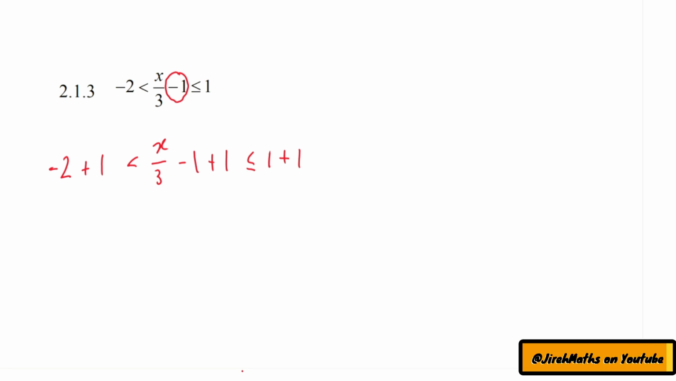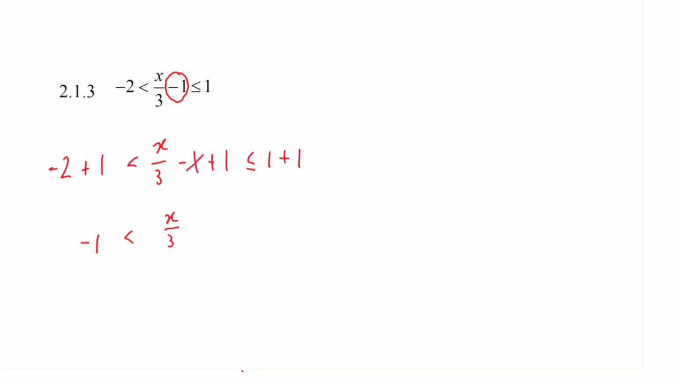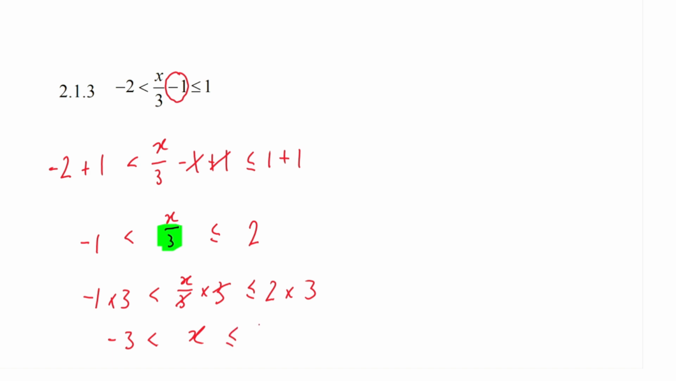Minus 2 plus 1 is minus 1, less than x over 3 minus 1 cancels with plus 1, so that is less than or equal to 1 plus 1, which is 2. If we want to cancel out the divide by 3, we need to multiply by 3. So it becomes minus 1 times 3 is less than x over 3 times 3 is less than or equal to 2 times 3. If we simplify this, minus 1 times 3 is minus 3 is less than x. The 3 cancels out, so that becomes x is less than or equal to 6.